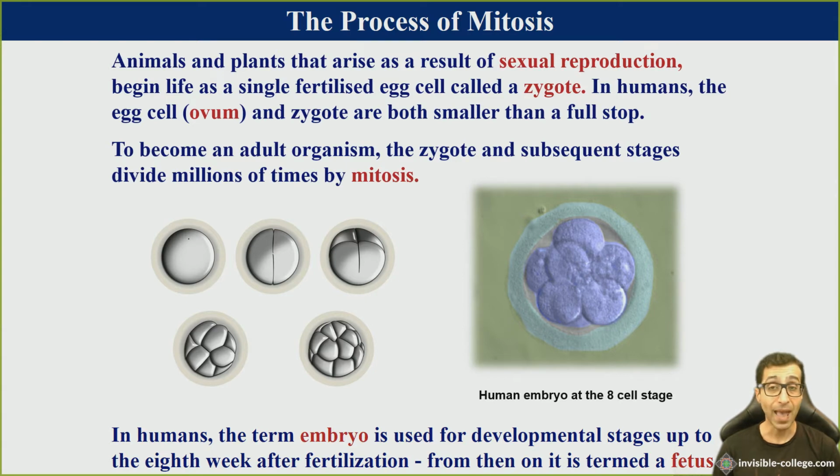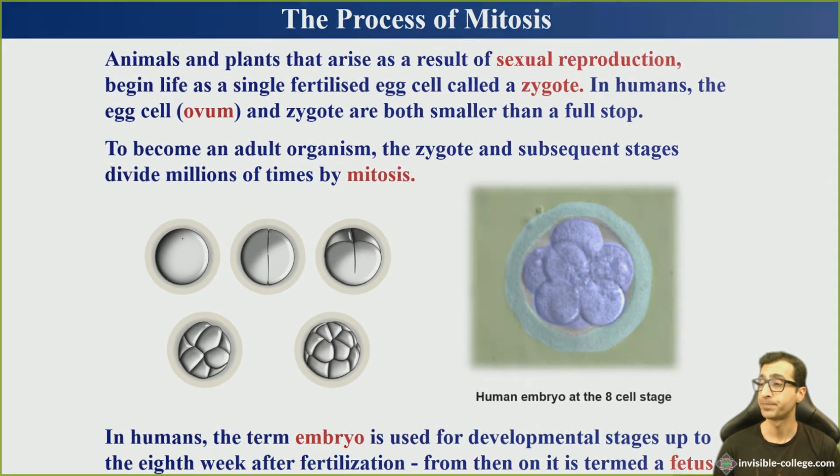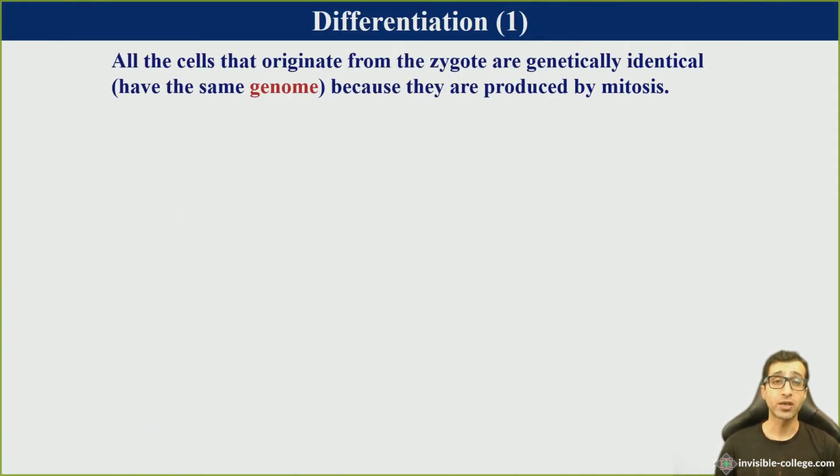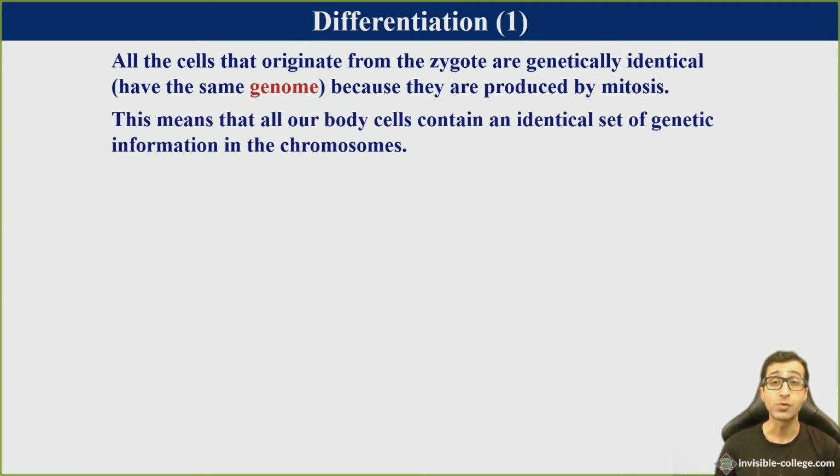Now in humans, the term embryo is used for the developmental stages up to the 8th week after fertilization. From that point, the growing embryo is now referred to as a fetus. So all the cells that originate from the zygote are genetically identical to each other. They have the same genome because they're produced by mitosis.